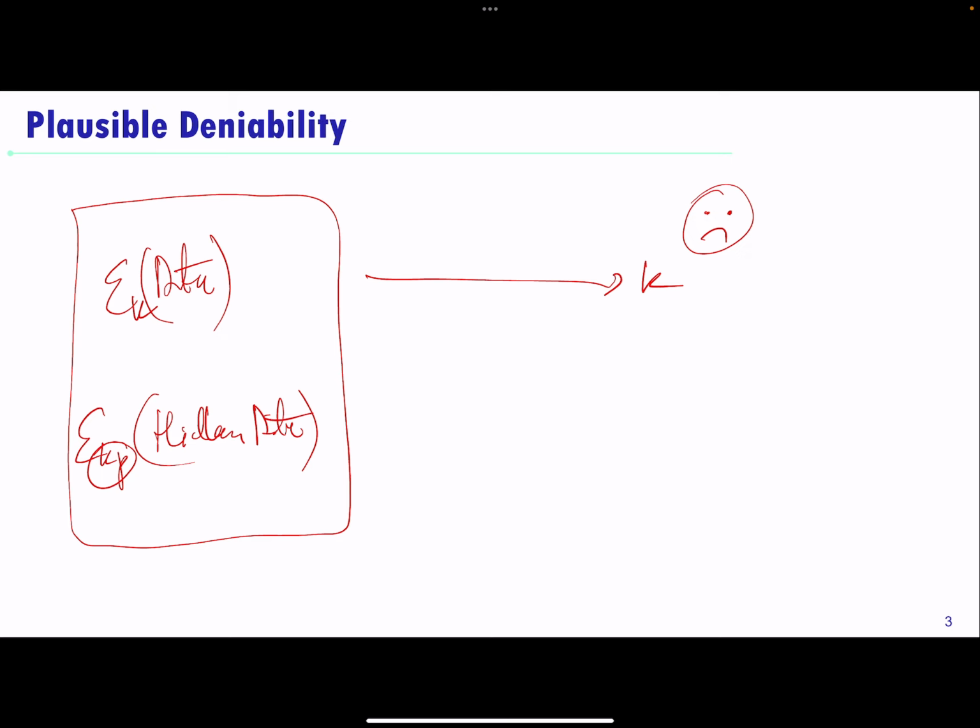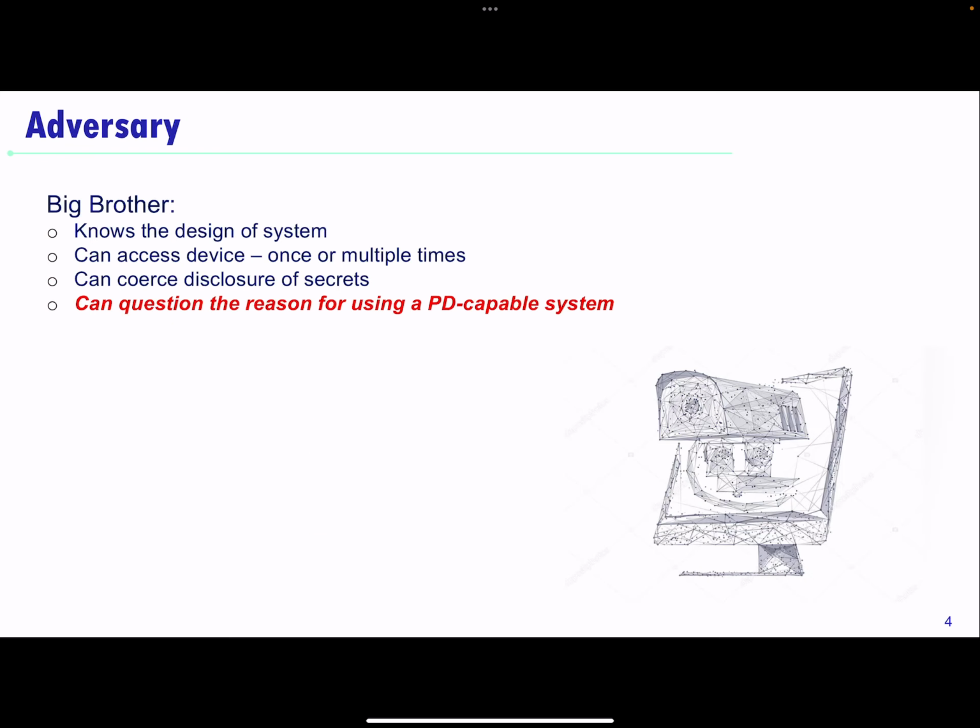And there's a bunch of challenges here that we're going to have to deal with. So let's look a little bit at the adversary. So what can the adversary do? If you want to build systems like this, you have to think of the adversary, obviously. So obviously the adversary knows the design of the system, all right? So we're not doing security by obscurity. The adversary can access the device, and this is a key point, once or multiple times, and we'll see where that becomes important. The adversary can coerce disclosure of secrets. We already discussed that. The adversary can question the very reason for using the plausible deniability capable system. And this is a problem.